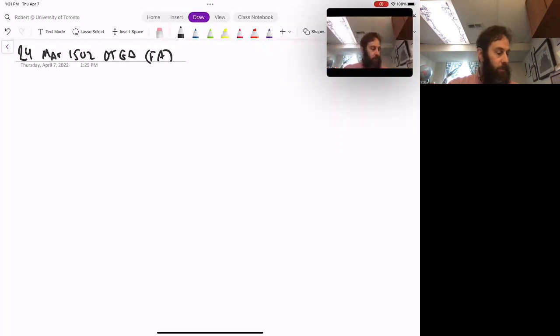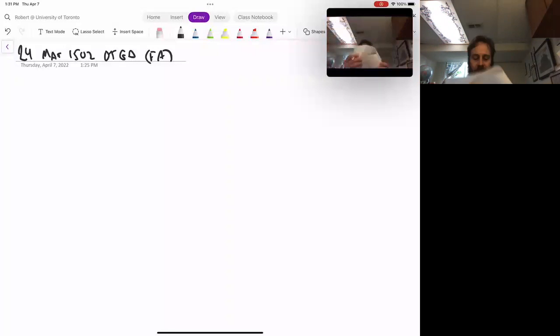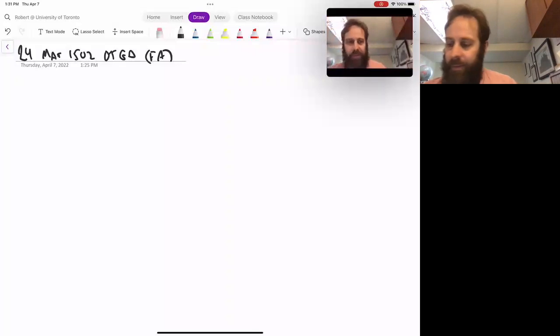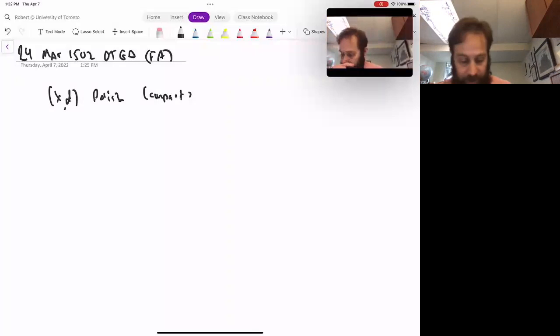Let me review where we were at the end of last class. I'd introduced a bunch of notation, so let me remind you how that goes. We're on a Polish space. Whenever it's convenient, I'll assume it to be compact, but compactness doesn't play a big role in most of what I want to say today.